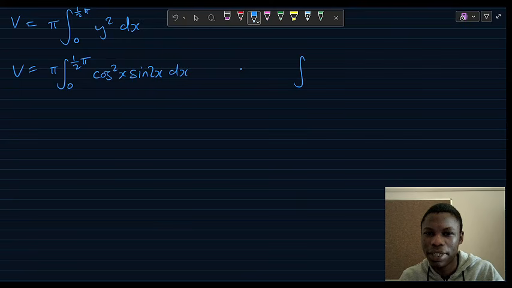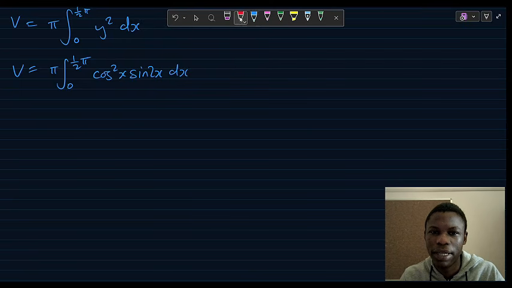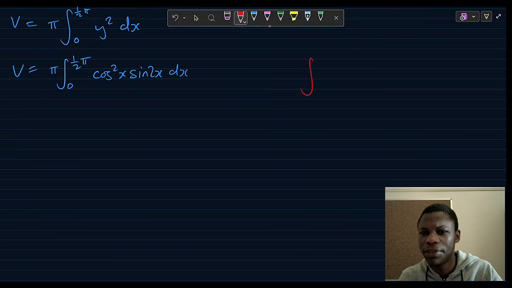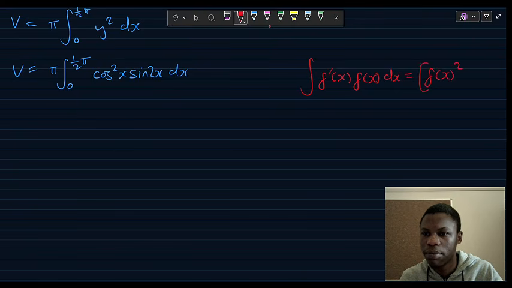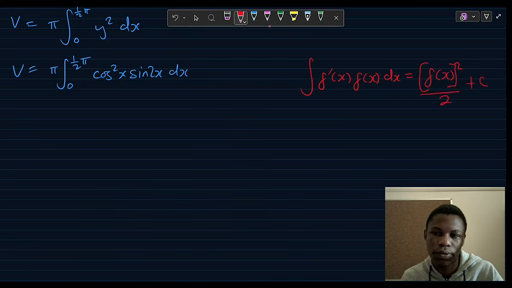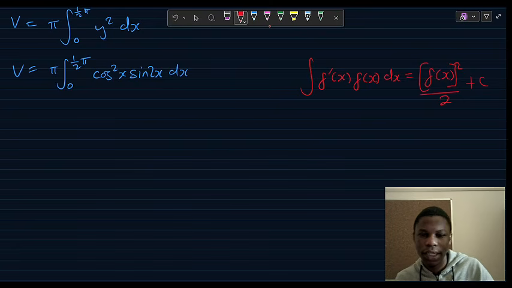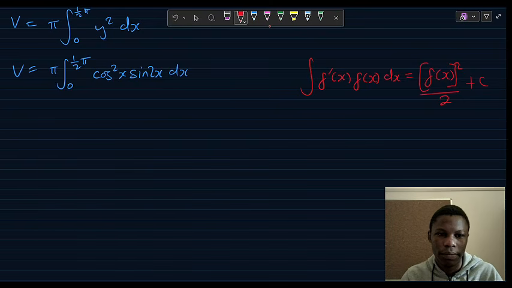So if you've got the integral, let's put it in red, because why not? If you've got the integral of f prime of x multiplied by f of x with respect to x, then the result becomes f of x squared, I'll put that in brackets, f of x squared divided by 2 plus, of course, your constant of integration if you want to be by the book.